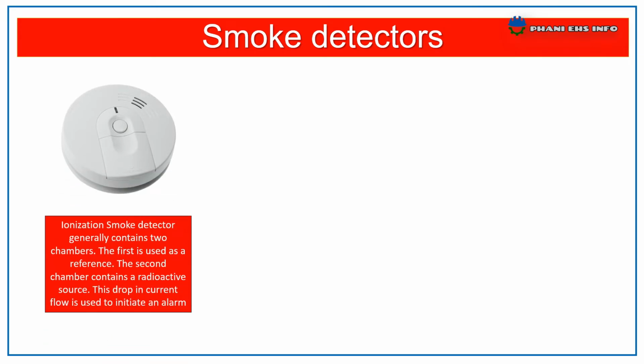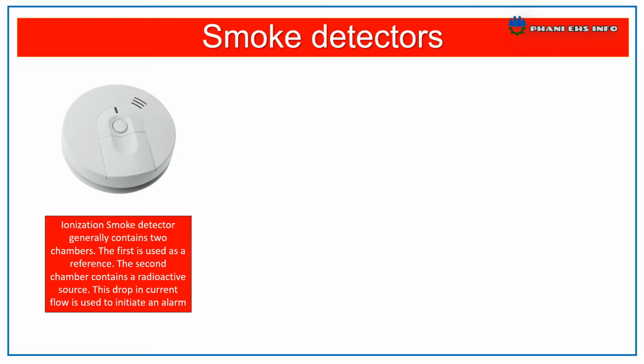Second one, smoke detectors. There are 3 basic types of smoke detectors, including the ionization smoke detector. It generally contains 2 chambers. The first is used as a reference to compensate for changes in ambient temperature, humidity or pressure. The second chamber contains a radioactive source, usually alpha particles, which ionizes the air passing through the chamber, where a current flows between 2 electrodes. When smoke enters the chamber, the current flow decreases. This drop in current flow is used to initiate an alarm.